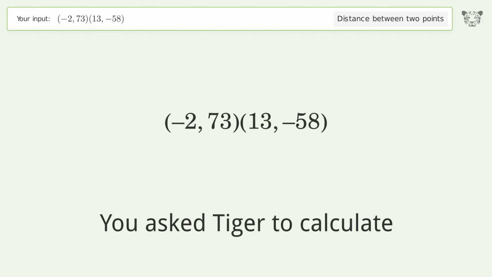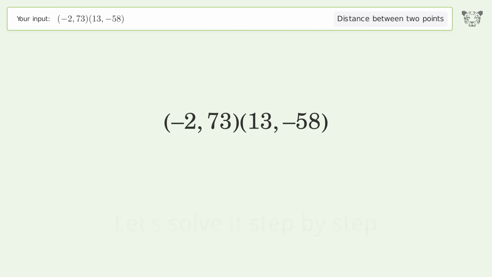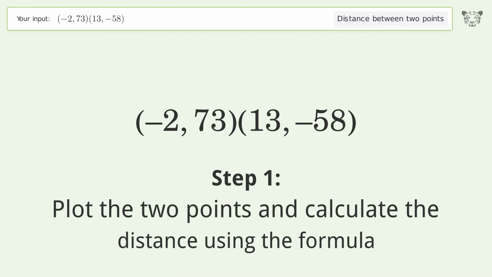You ask Tiger to calculate. This deals with the distance between 2 points. The distance between the 2 points is the square root of 17,386, or 131.856. Let's solve it step by step. Plot the 2 points and calculate the distance using the formula.